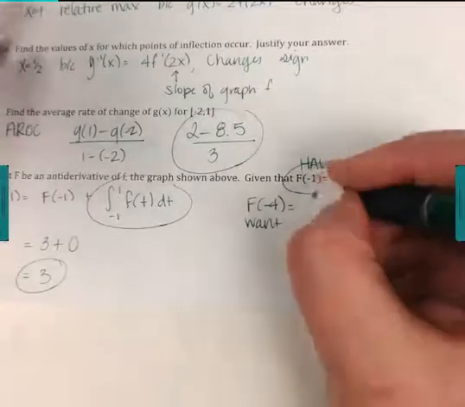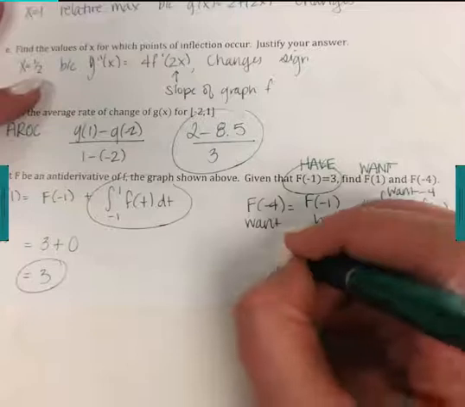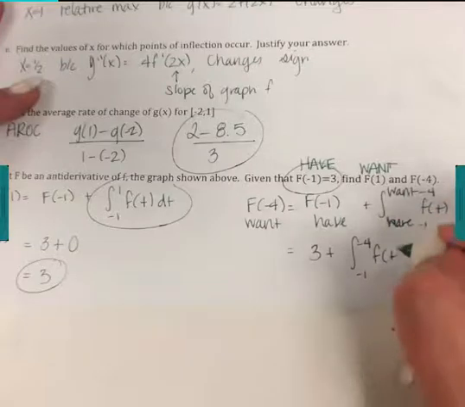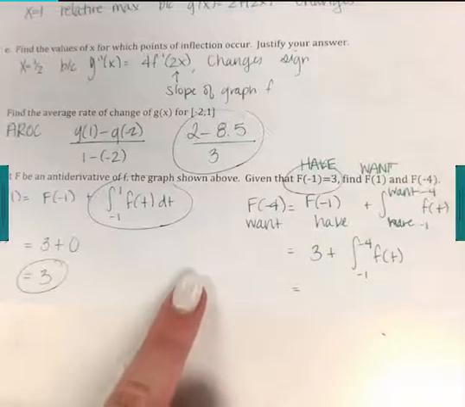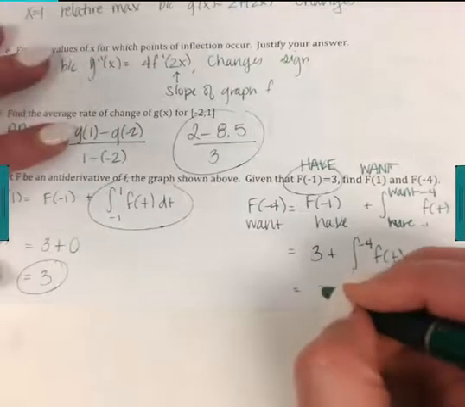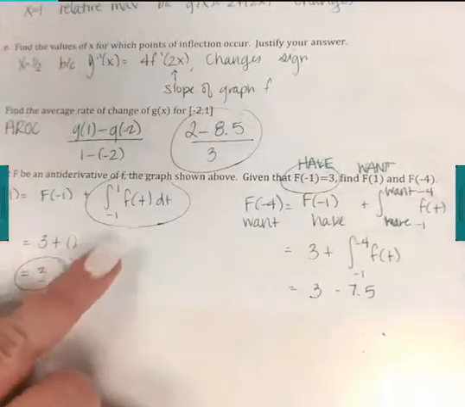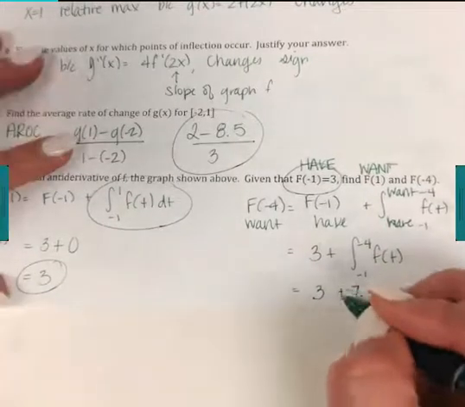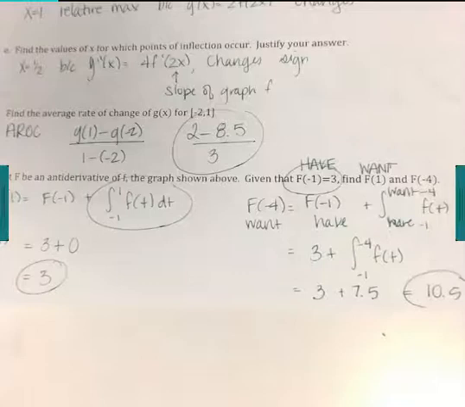Okay, so what I have is still f of negative 1. What I have is negative 1 on bottom to what I want is negative 4 on top. What's f of negative 1? 3. And then if I integrate negative 1 to negative 4, I need to do area on that. Negative 1 to negative 4 was my trapezoid. We already did it earlier. How big was it? So it'd be 3 minus 7.5. Plus, because it's below, but it's also backwards. So that's really a plus, so it'd be 10.5. Good?